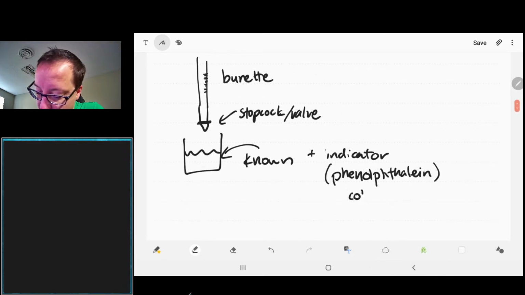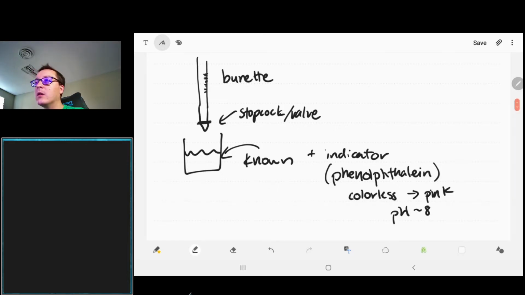It goes from colorless to bright pink at around pH of 8 or so. So if you have an acidic solution down there in your beaker, it's going to be colorless. And then you can add drops of base into this solution until it turns very, very slightly pink. At that point, you will have finished your titration.